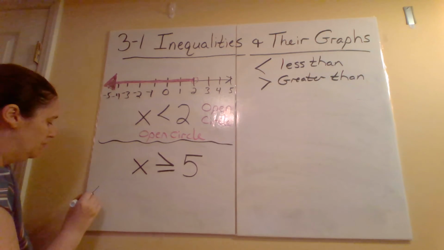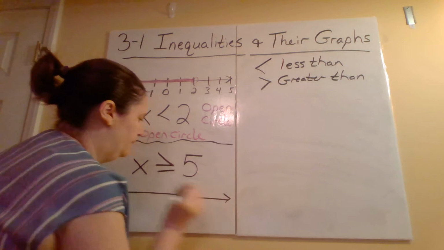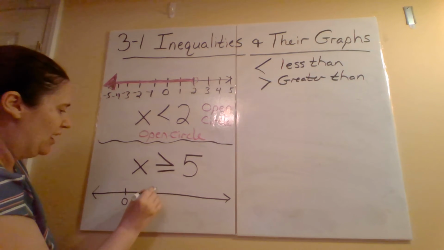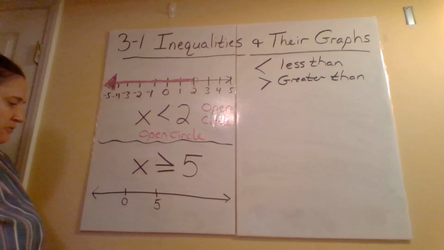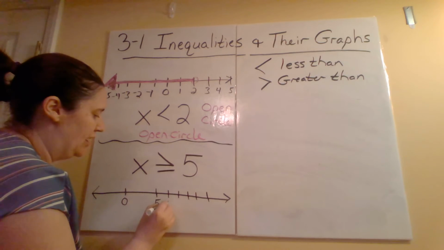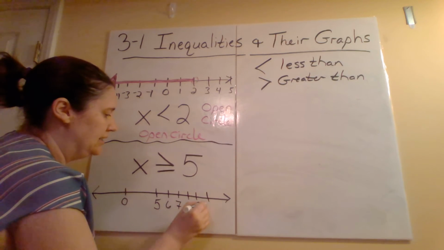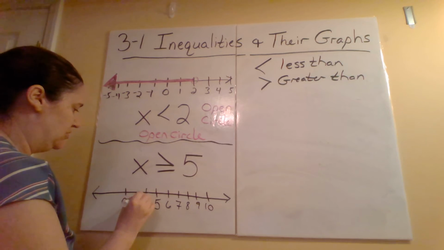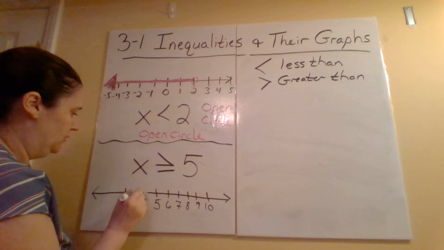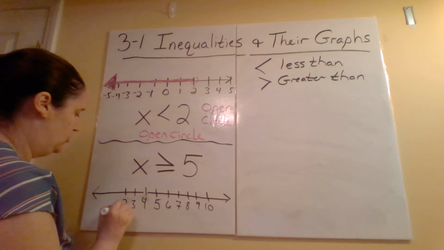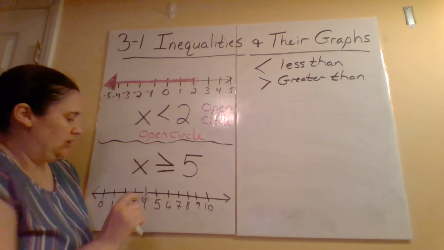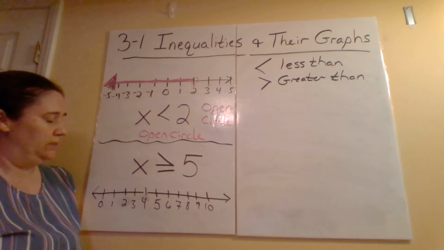Let me draw another number line. This time I'm going to put 0 a little further down because I want 5 to be somewhere close to the middle. Show a couple of numbers that are to the right of 5, 6, 7, 8, 9, 10, and a couple numbers that are to the left of 5. Let's see, I might need to move 0. 4, 3, 2, 1, 0. There we go. So I have the number that I'm working with right in the middle.